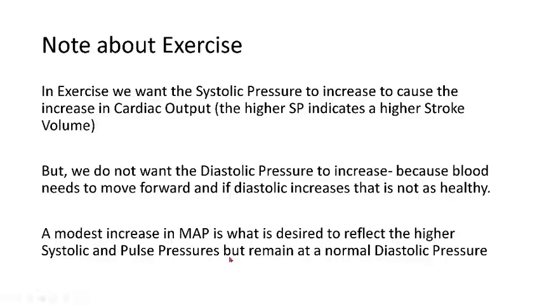But if we exercise and cardiac output is greater, the systolic will go up. This is to indicate the higher stroke volume. But we don't want diastolic to increase because diastolic needs to move forward. So we need the artery to relax and keep blood moving. So a modest increase in the mean arterial pressure is what we want. And we want higher systolic and pulse pressure, but a normal diastolic pressure.